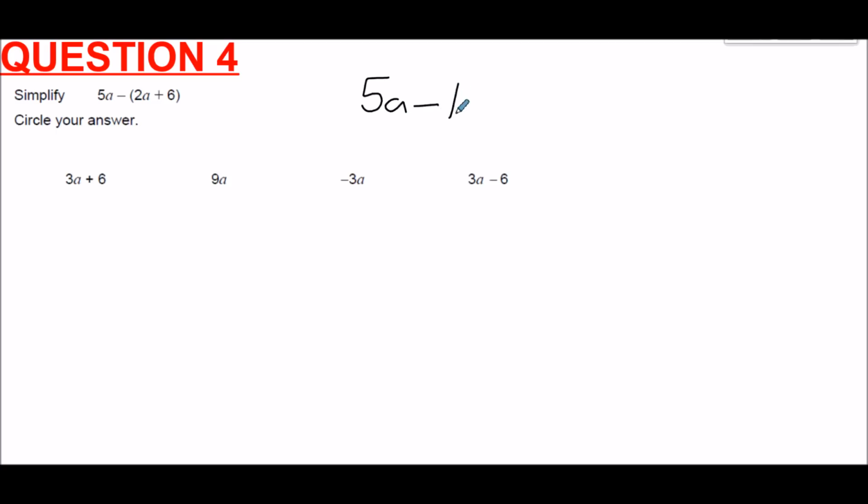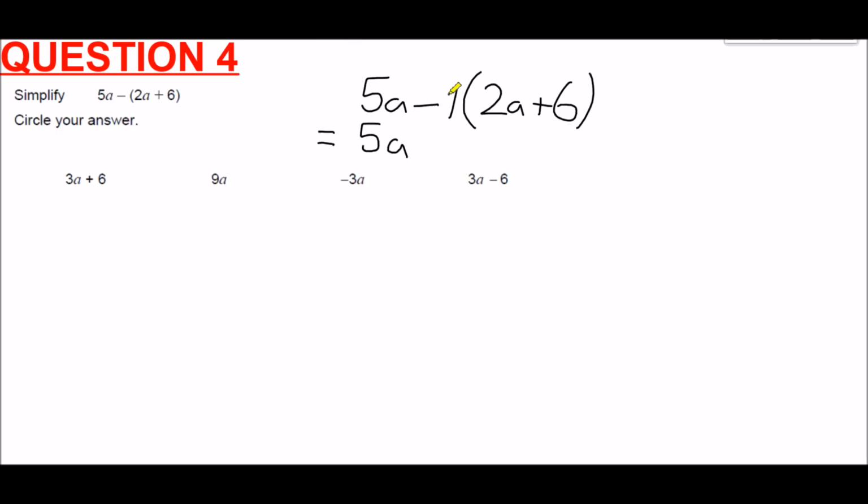5a minus 1 bracket 2a plus 6. If there's no value in front of something in algebra, we can always assume there's an invisible 1. So after the minus, let's assume there's a minus 1. Then what we can do is expand out these brackets. So 5a is obviously just 5a.